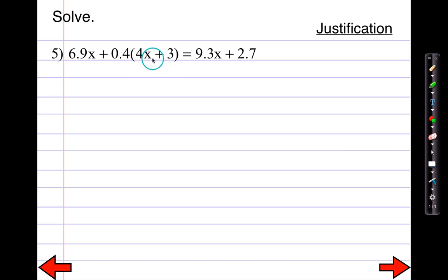Okay, so let's see how we did. First things first, I'm going to want to distribute. But before I distribute, I'm going to actually bring down the 6.9x. I'm afraid if I don't take care of it now, I might forget about it.